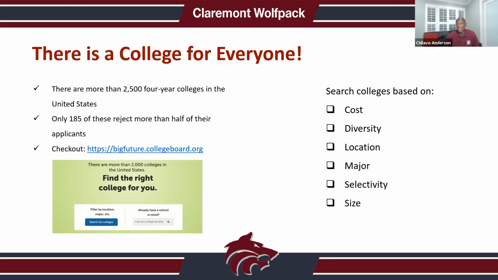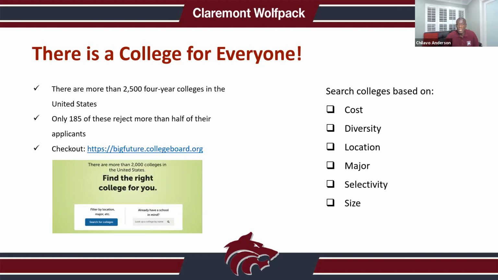You might want to consider the cost, and diversity at the school. That's important. You want other students there who look similar to you and share similar experiences, but you also want a wide variety of students. Maybe the location is important, the majors that are there, how selective the school is, as well as school size. There are a ton of factors to look into, but just keep in mind that there's a school out there for everyone. There are over 2,500 colleges and universities throughout the United States, and only 185 of those schools reject more than half their applicants. So you don't have to have the top GPA in your class or the top SAT scores. There are schools out there, and the key is identifying those schools and finding a school that's a good fit for you.